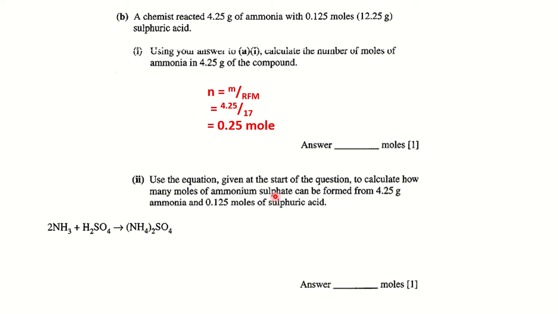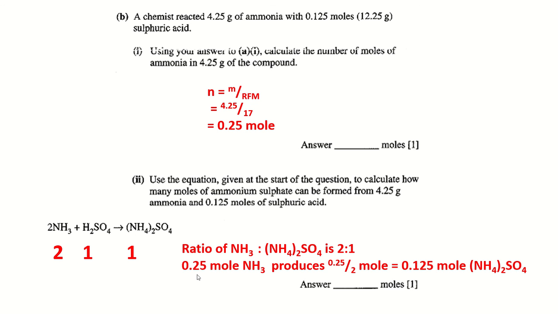Calculate how many moles of ammonium sulfate are formed from 4.25 grams of ammonia. Now, 4.25 grams we'd worked out up here was 0.25 mole. So let's look at the ratio. For every 2 moles of this, you need 1 of this, and you produce 1 of this. So the key ratio is that one. Every 2 of those, you make 1 of those. So the ratio is 2-to-1.